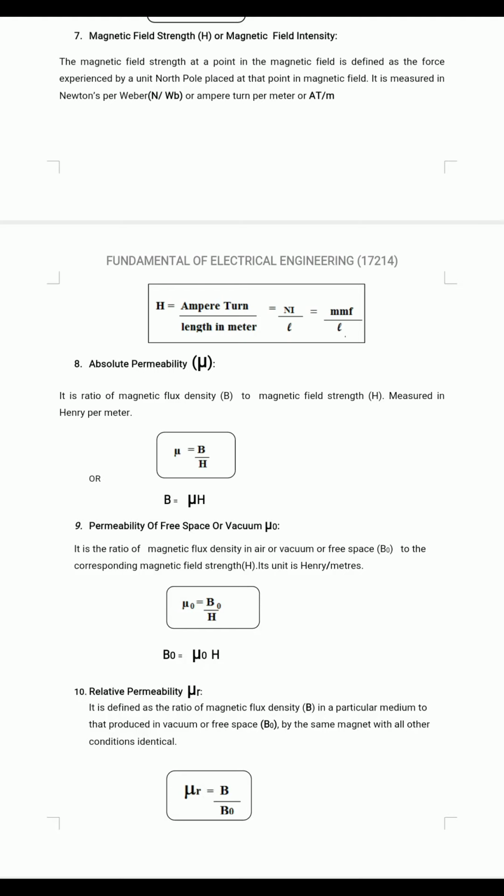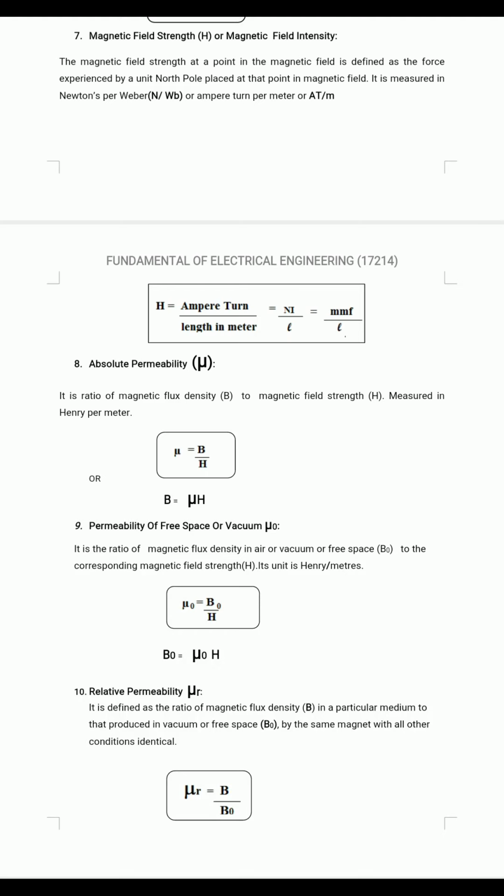So whenever we have to calculate mu zero, we should know the value of B0 divided by H. The unit of mu zero is again Henry per meter. As absolute permeability has the unit Henry per meter, the permeability of free space also has the same unit, Henry per meter. So mu 0 is equal to B 0 divided by H. Here B 0 is nothing but the magnetic flux density in air or free space. What is the next definition here?